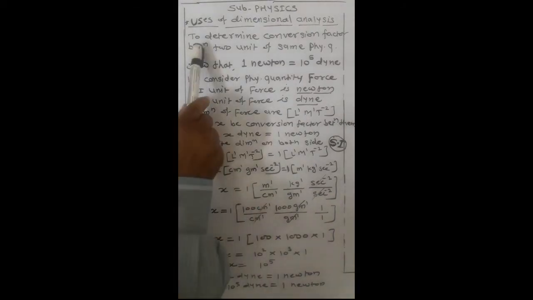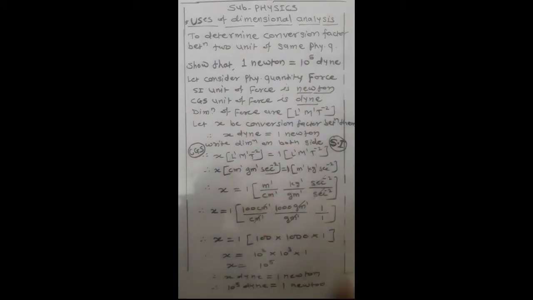That is to determine the conversion factor between two units of the same physical quantity, in two different systems of units. Just like we know that 1 meter is equal to 100 centimeter, we can write 10 raised to 2 centimeter is equal to 1 meter. Like this, we can find out this conversion factor, 10 raised to 2.